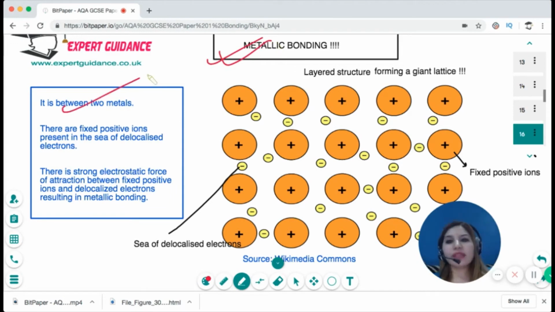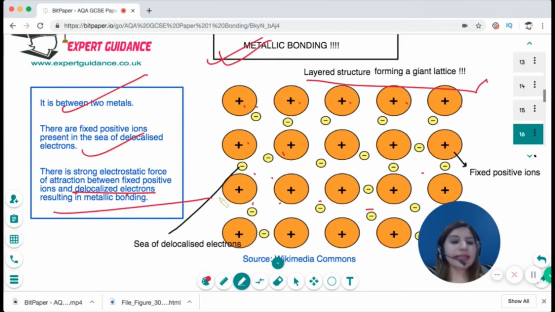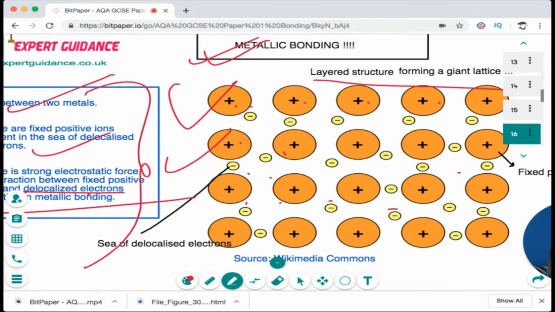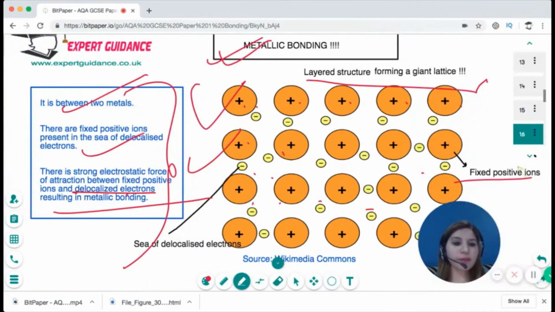Now comes the last bonding, which is the metallic bonding. It is between metals. You can see there are fixed positive ions in a sea of delocalized electrons. There is a layered structure forming a giant lattice, and there are strong electrostatic forces between the oppositely charged ions and the delocalized electrons, resulting in metallic bonding. You should be able to draw this diagram and explain these points: fixed positive ions, delocalized electrons, as you have a lot of properties on the basis of them.